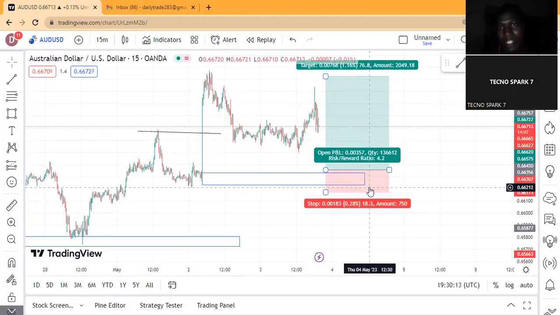So the target, the profit, is what? 76.8. Do you see it on top? Yes. So that is the pips for the profit, and 80.3 is the pips for the loss. Of course.